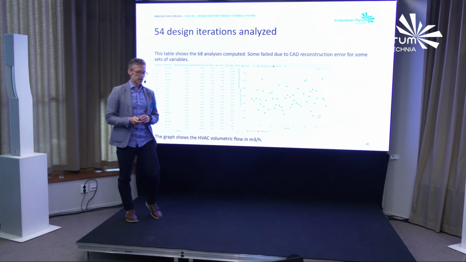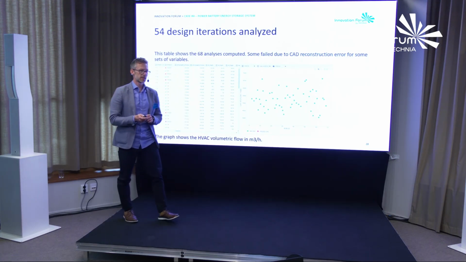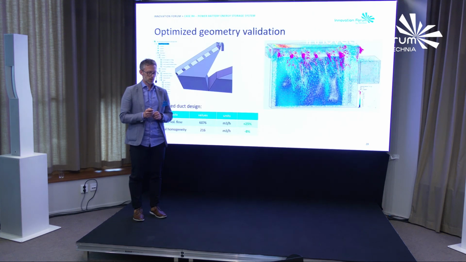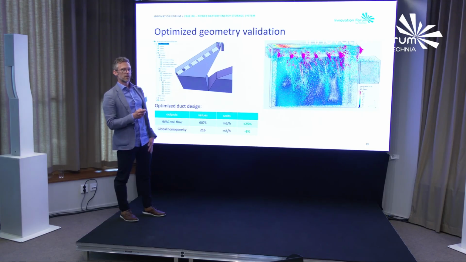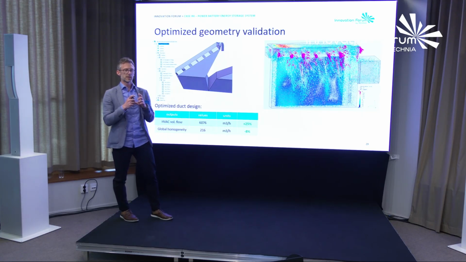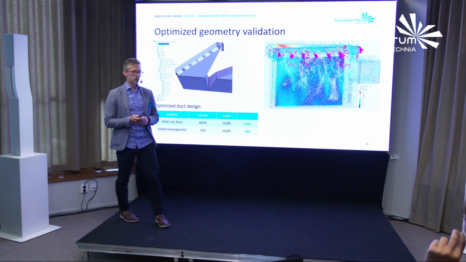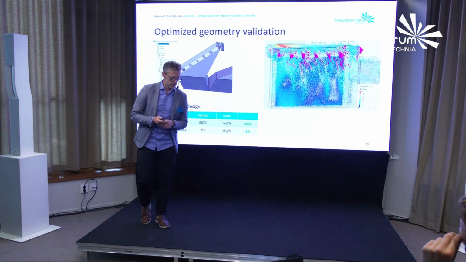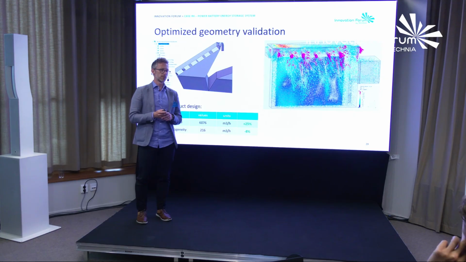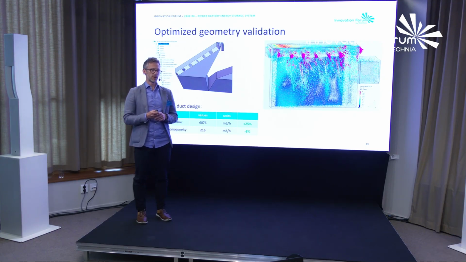So we tested a lot of designs. And this is how it ended up. Maybe not too obvious. You see the holes, they don't have the same size, the height and the width. It's also bent, so there are some angles that gave the best results. We can see that the volume flow increased by 25% and the global homogeneity factor decreased by 8%, meaning that we have a better, more even cooling of the system.